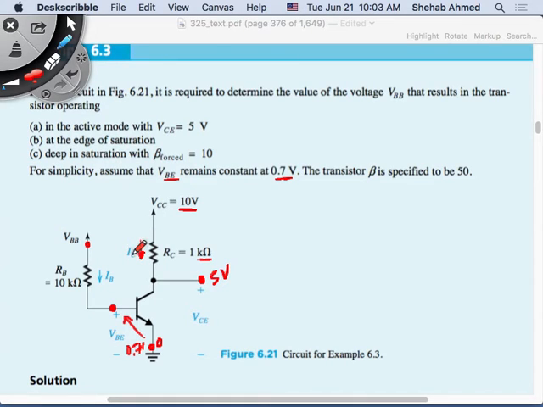If I can calculate current IC, I know that IB is equal to IC over beta. Beta is given as 50. I can calculate IB. If you know IB and you know this value of resistance, you know this 0.7, you can calculate the value of VBB to operate in active mode. Okay. How about at the edge of saturation?